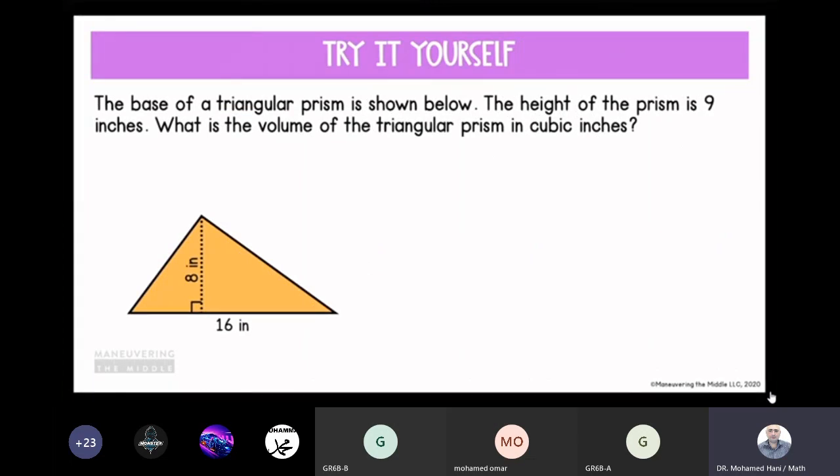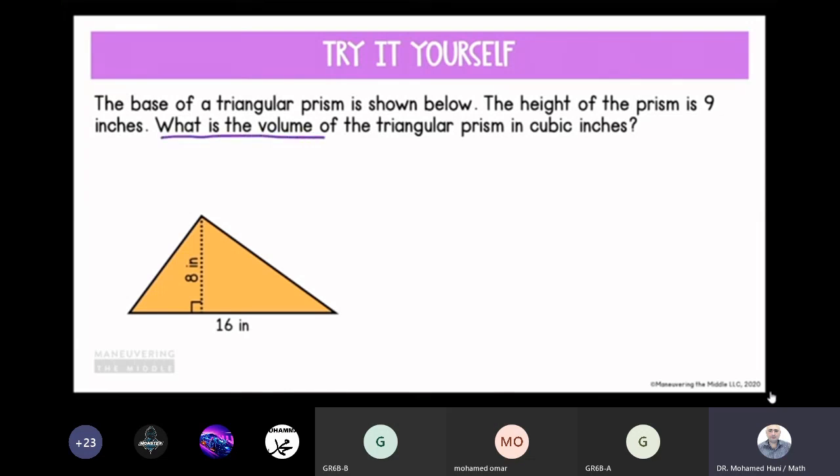You can go ahead and try this one on your own, and then I'll show you how we can do it together. The base of a triangular prism is shown below. The height of the prism is 9 inches. What is the volume of the triangular prism in cubic inches? So this one can be a little bit tricky because it's talking about a prism, but the picture is only showing you the area of the base, or it's only representing the base.